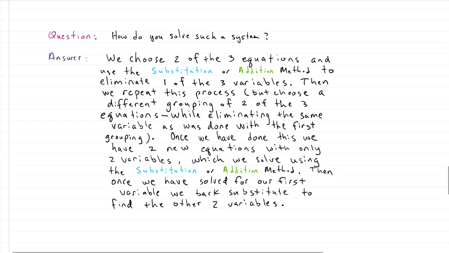And once we have two new equations with two variables, we're just back to a previous section where you just use the substitution or addition method to solve for the two remaining variables. Once you find those two remaining variables, then you take those two variables, plug them back into any of the three initial equations you have, and solve for that last variable that you are missing. It's a lot to say in a paragraph, but once you do it, it's really not that bad.